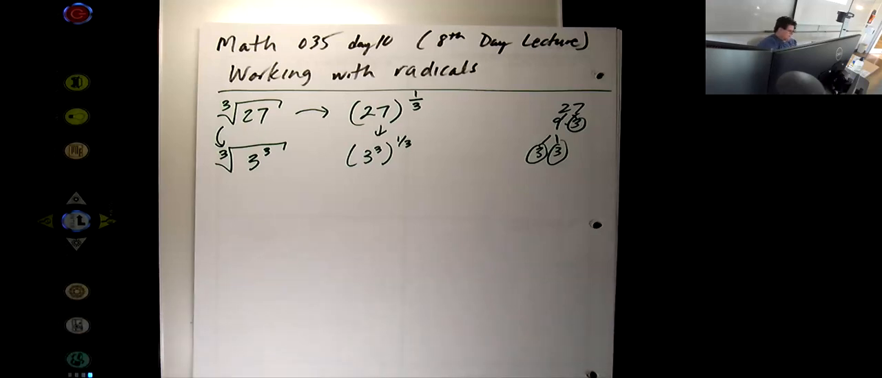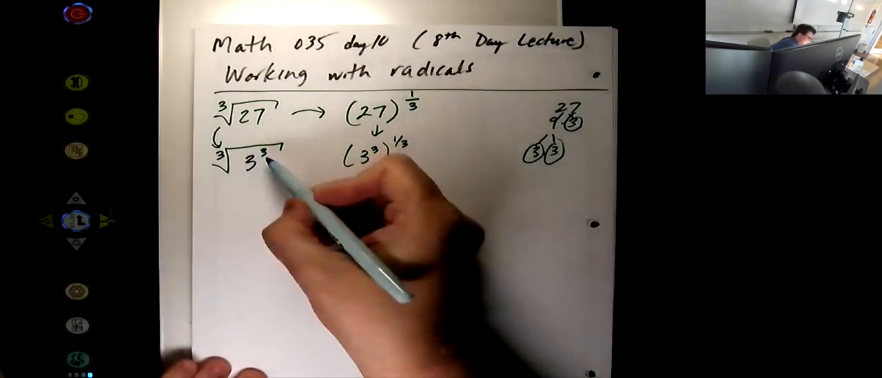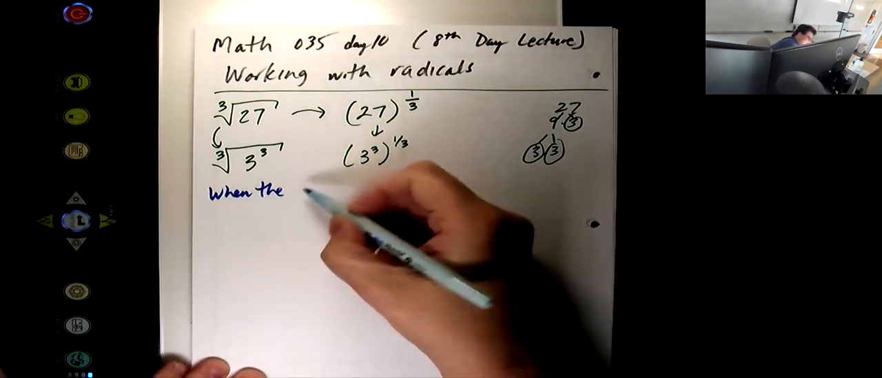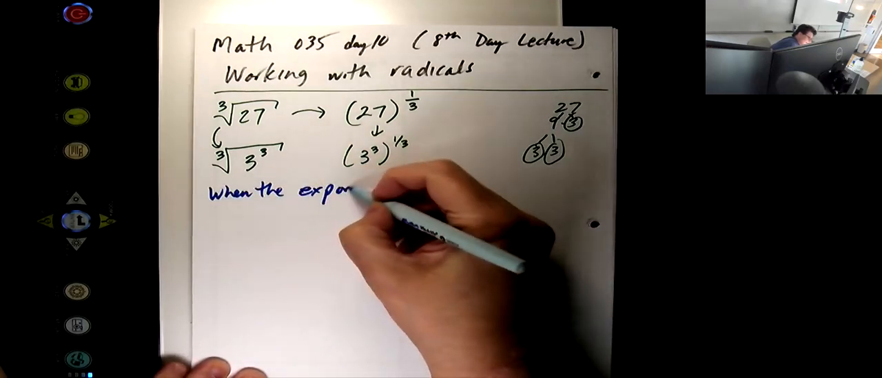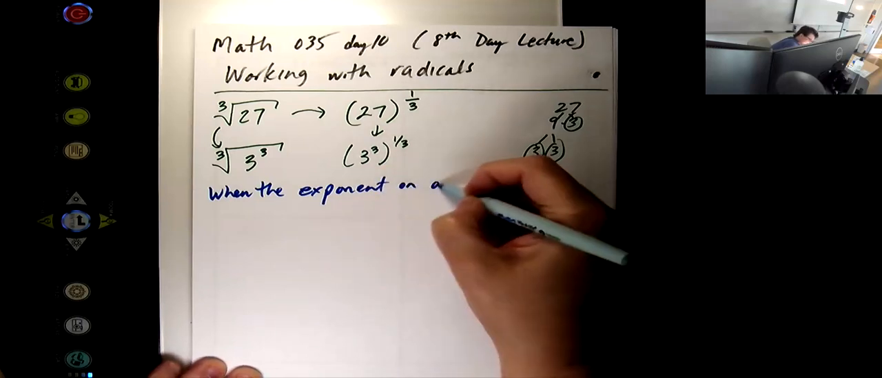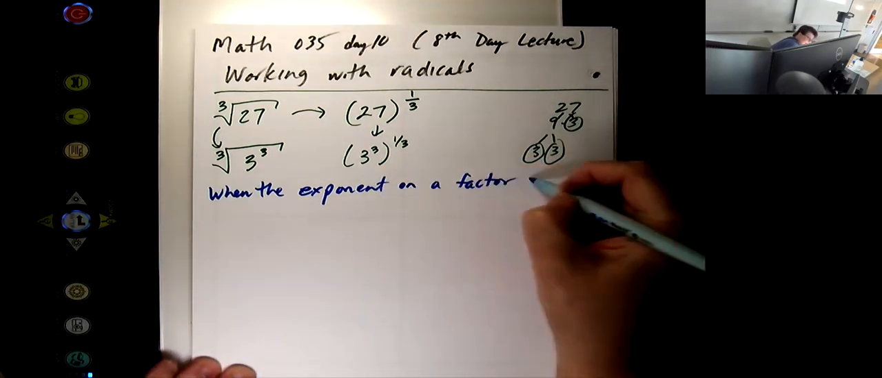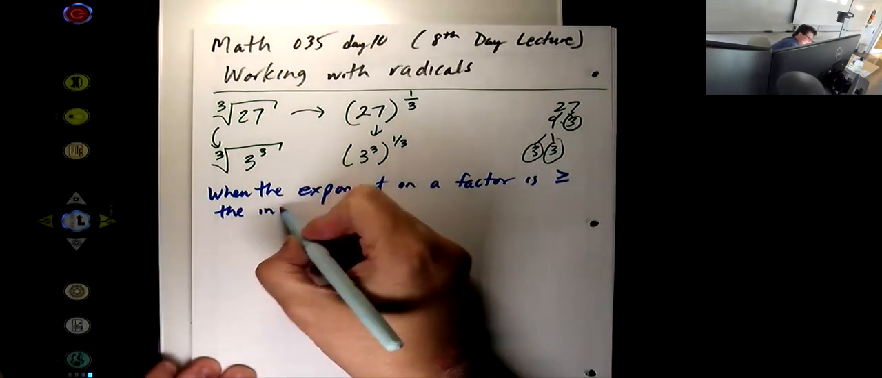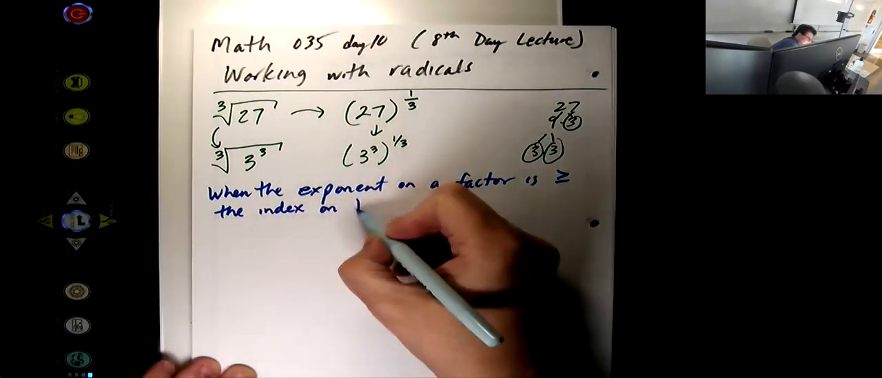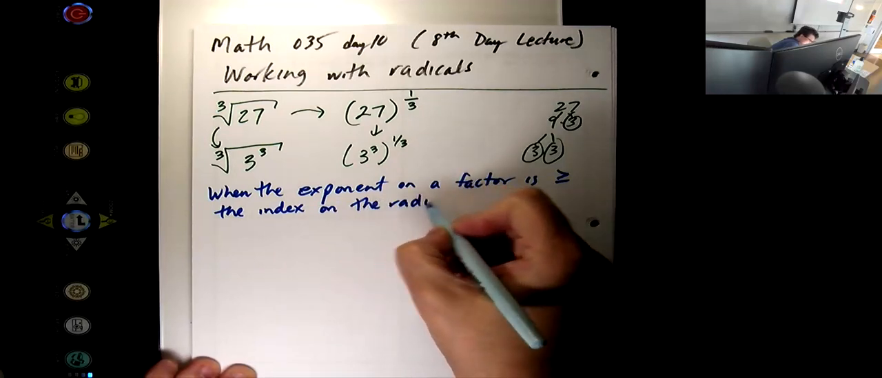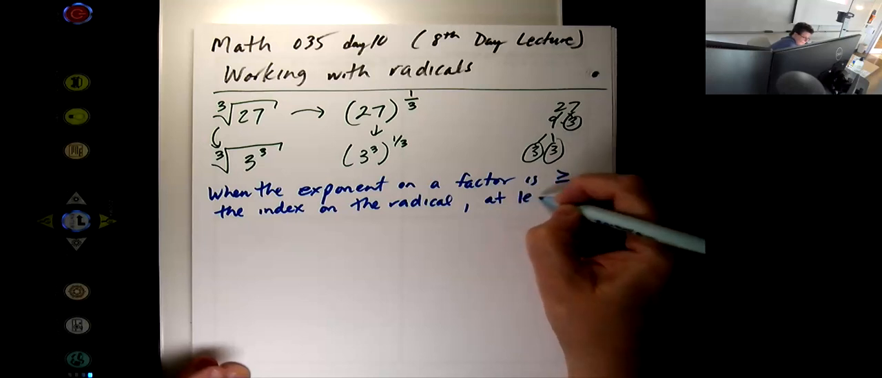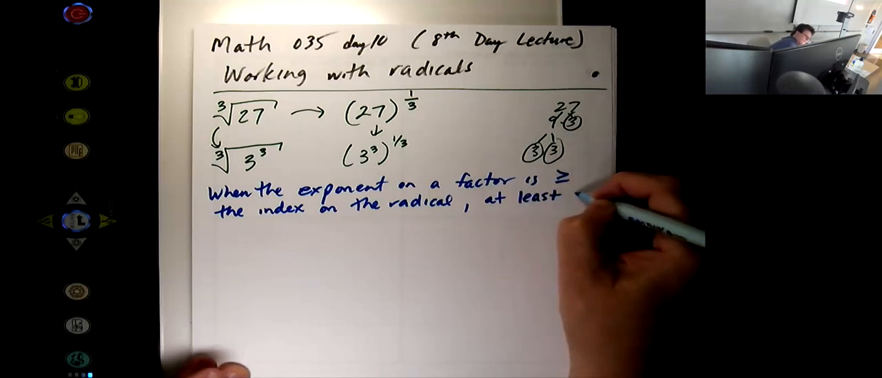If you have a factor with when the exponent on a factor is greater than or equal to the index on the radical, at least one term can come out.